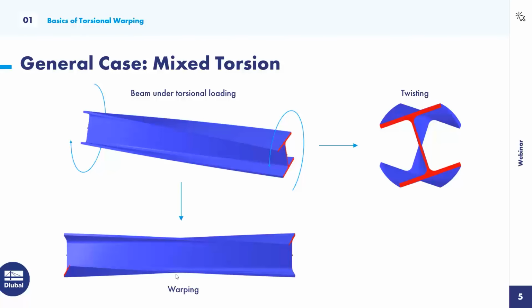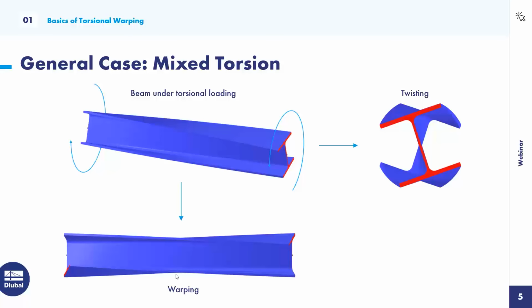In RFEM and RSTAB, we can, however, very easily activate the 7th degree of freedom by just activating the Torsional Warping add-on. You may now ask why warping is not considered by default when the general case for beams under torsional loading is mixed torsion, so it also needs to consider warping.